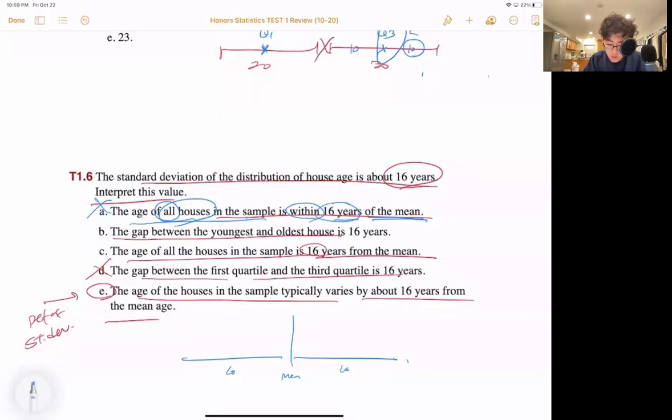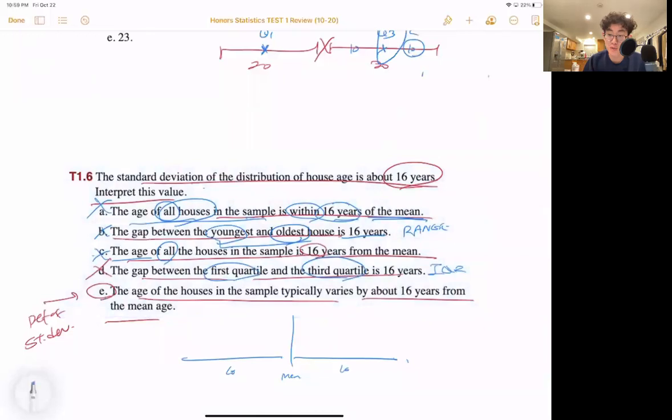B: The gap between the youngest and the oldest is 16 years. A standard deviation is not the range. Youngest and oldest is max and min. This is talking about the range. So B is out. C: The age of all the houses in the sample is within 16 years from the mean. The same problem as A. The word is "all." You can't contain all of the houses within one standard deviation. D: The gap between first of all, this is IQR.